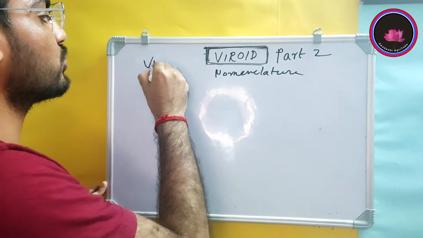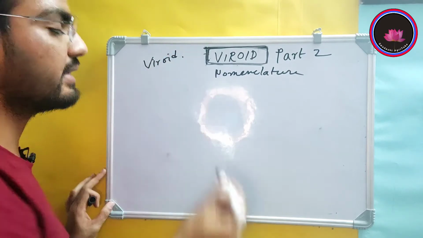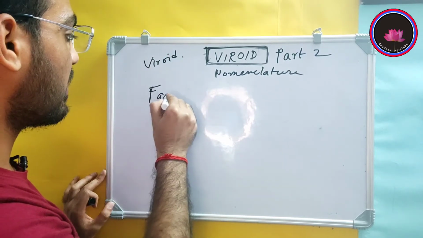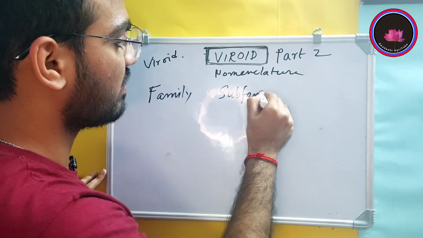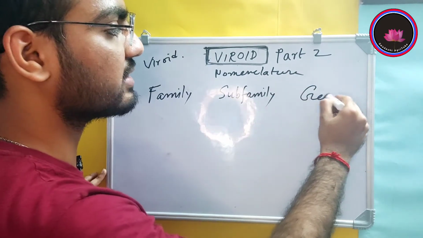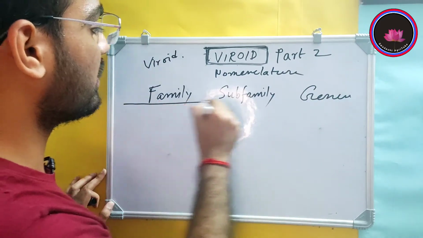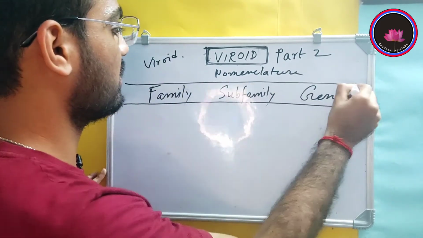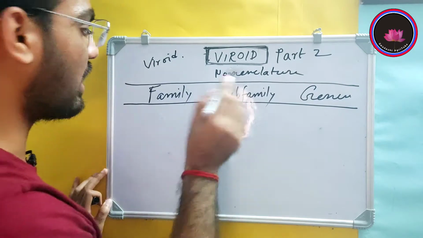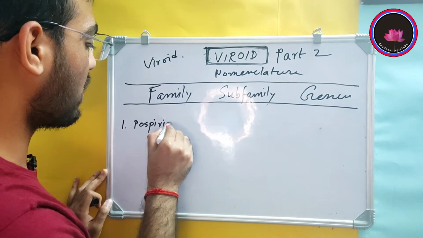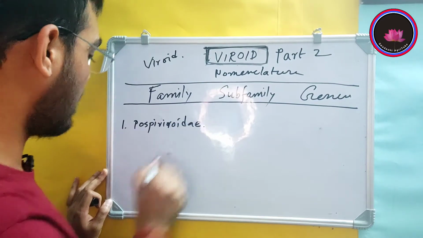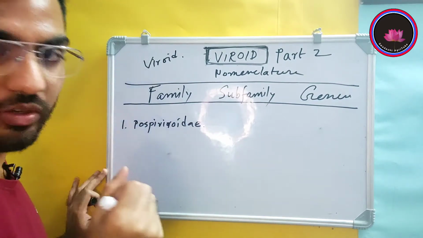So viroid is a group, and in that group there is a family, and under the family there is a subfamily, and under the subfamily there is a genus. So we will remember these three. There are actually two families of viroid. One is Pospiviroidae and the second is the Avsunviroidae.